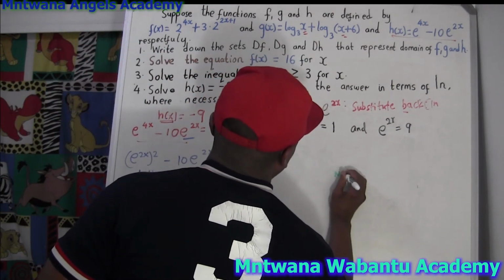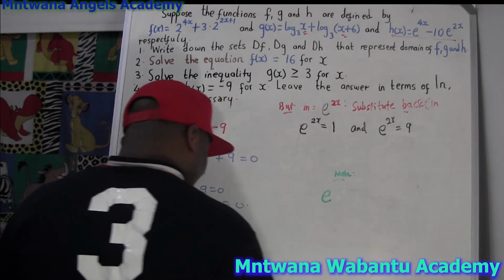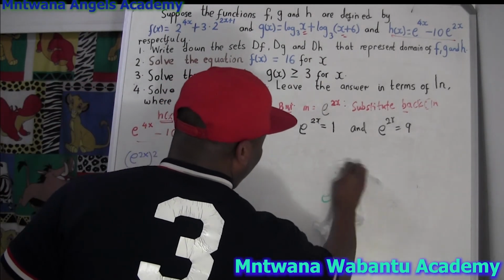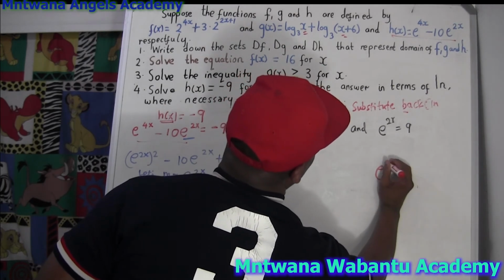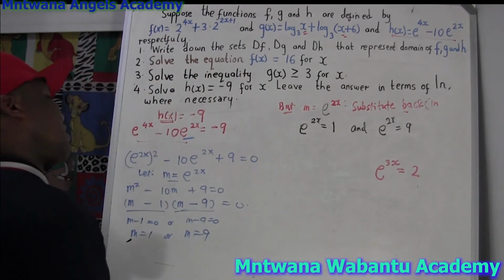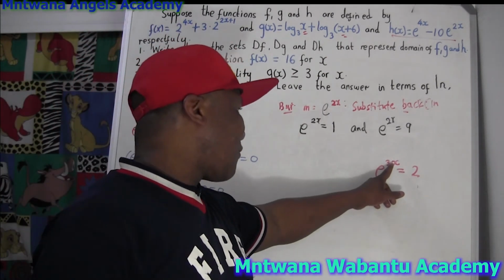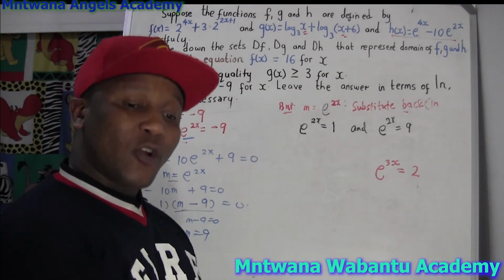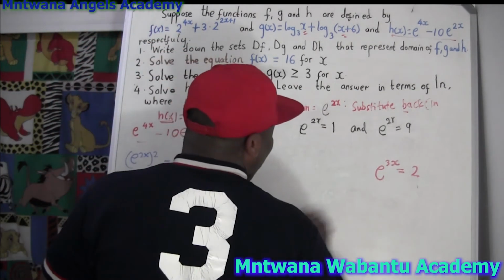Note. If somebody gives you e to the power of, let's say, 3x, equal to any number, let's say 2, and you have an e here and you want to get the value of x, apply ln throughout. Only if you have an e, apply ln. Not only e, even other exponentials, but especially if you have e, apply ln.